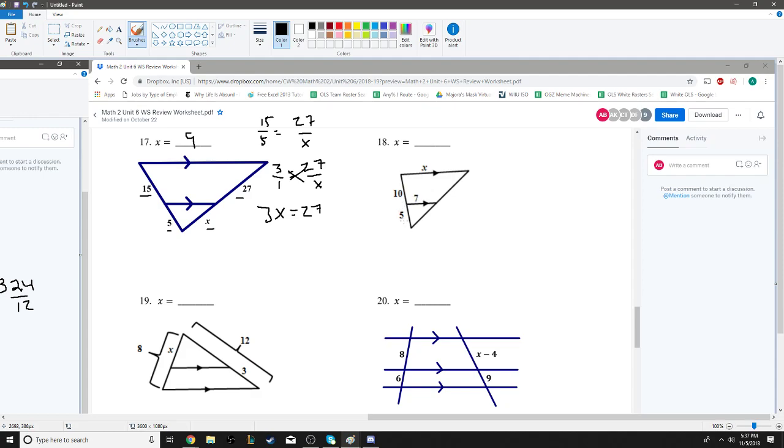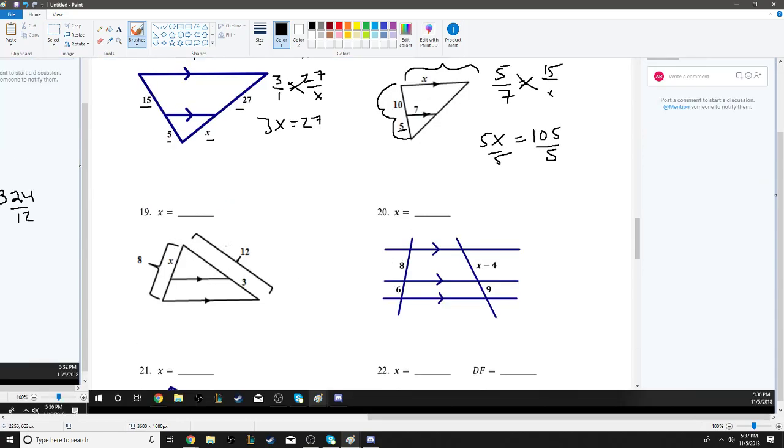For this one, we could do side over base, 5 over 7, is equal to the entire side, 15, over the entire base, x. Cross multiply, 5x is equal to 105. And then divide both sides by 5 to get x equals 21.